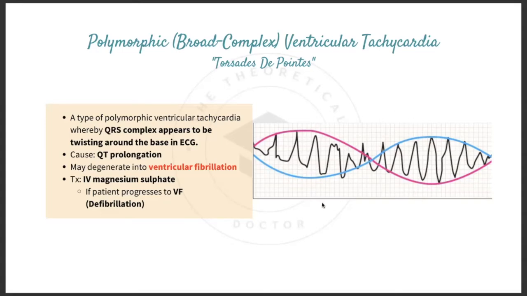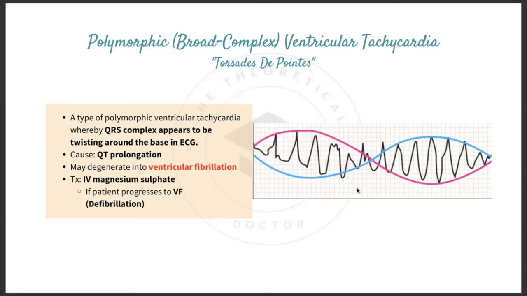It is a type of polymorphic ventricular tachycardia where the QRS complex appears to be twisting around the base in the ECG. The cause is usually QT prolongation. A patient with Torsades De Pointes may degenerate into ventricular fibrillation. So that's very dangerous. In this case, how do you treat them?